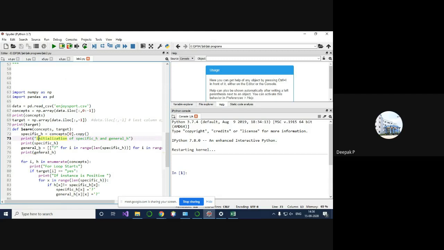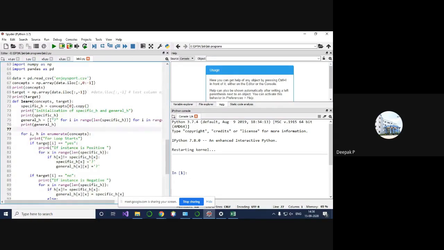So how to write the general hypothesis? I need to take the input as question mark for i in range of length of specific. What will be the specific hypothesis? I'm getting 6, so the range for question marks will also be 6 question marks. Once it is done, I need to go to the looping start. If the target instance is yes, I need to make sure that it's positive, and I am going to check the range. If it is positive, I am going to check if h of 0, my first hypothesis, is not equal to my specific hypothesis, that is the empty state. So what happens if they are false? I'm going to make it general. If it is true, I need to make it specific.